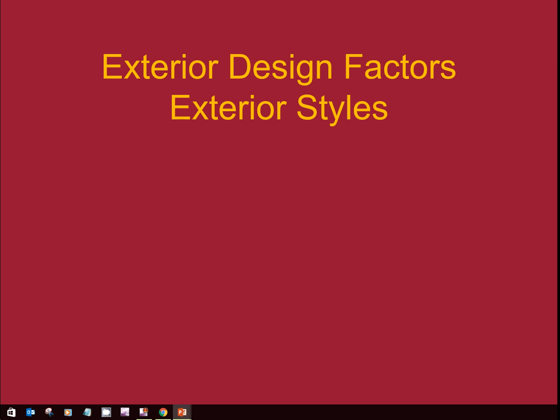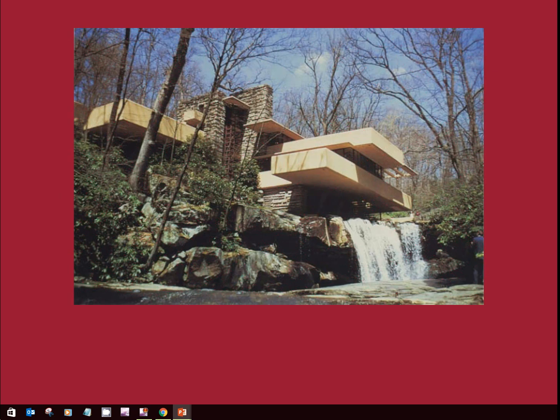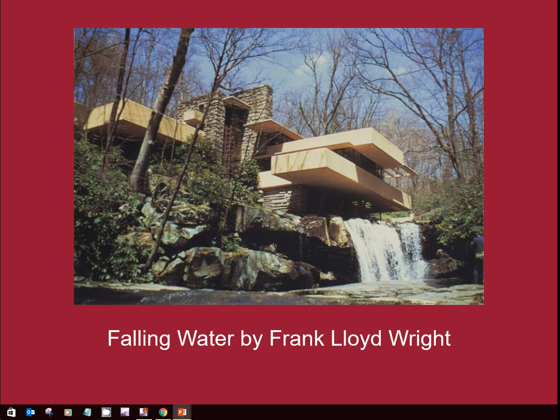A lot of it came from ancient Rome or from Greek, and then from Britain or European countries. So we're going to go through some of these things here and see how these historical influences shape home designs. Okay, so this building here, you've probably seen photos of it. It's called Falling Water. It was designed by Frank Lloyd Wright.